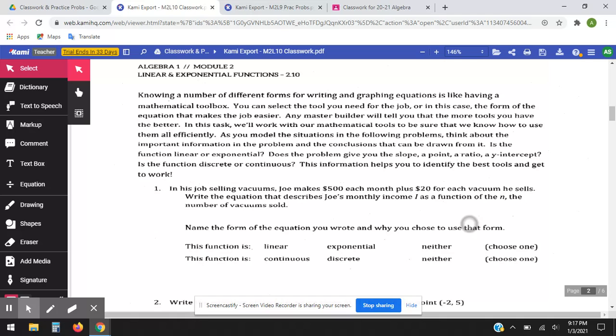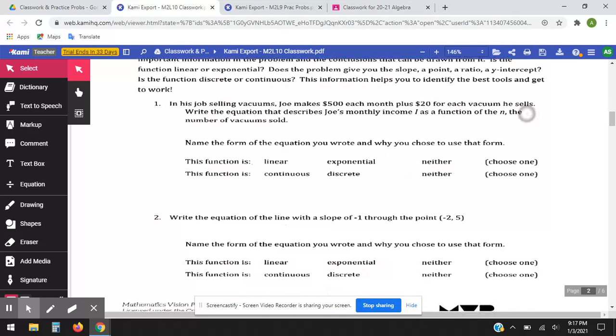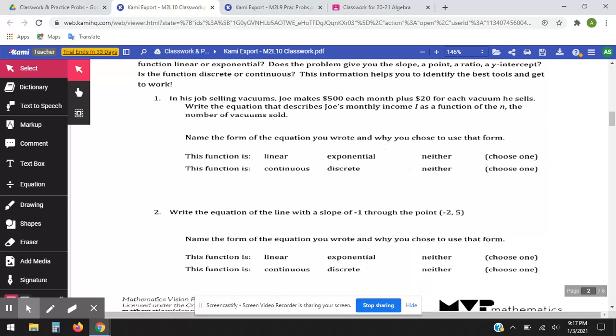Okay, so basically what this is, deciding which of those you'd want to use and what kind of information you have when you do those. So let's go ahead and decide which problems we would use what for and go from there. So first of all, we want to write an equation for the problem.